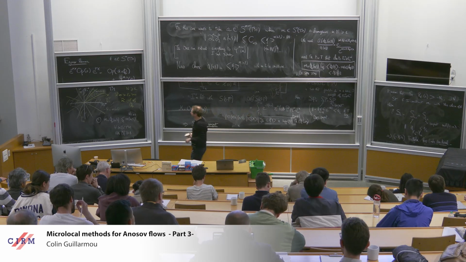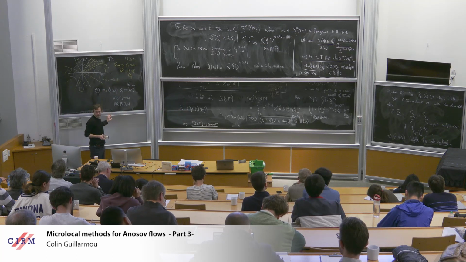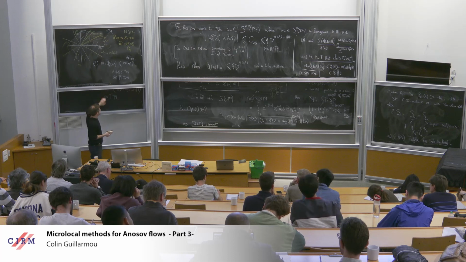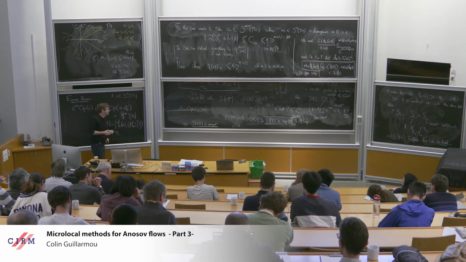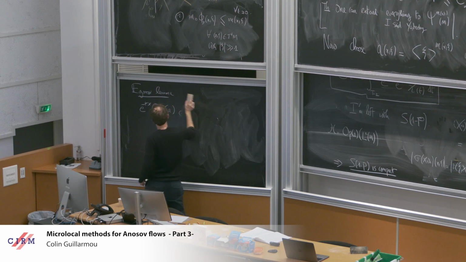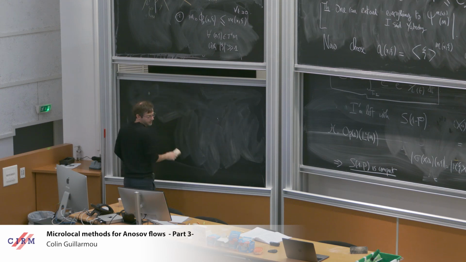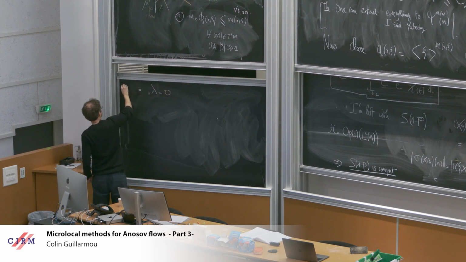So now I just want to tell you something about the kernel, because this is related to the SRB measure or Gibbs measure, in one or two minutes. So if you look at the kernel, let's take lambda equals 0, for instance. Now, what about the kernel?